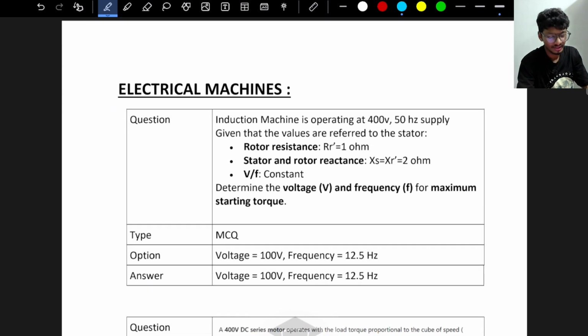So machines were on the moderate side, questions were on the moderate side. This question was simply on the maximum slip formula. I hope you know the formula. According to that, V by F will be constant, and according to that, the answer will come out to be 100 volt at 12.5 hertz frequency.